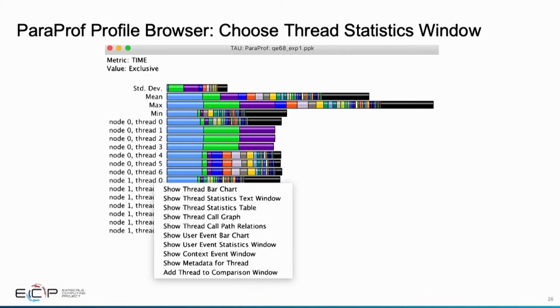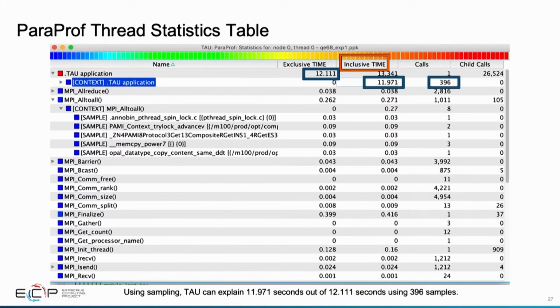And you can right click on the left side and then just turn on, explore which windows are there, like a thread statistics table on the right side. Okay, you can just look at that. And here, it will show you a top level function, the .TAU application. It is just the top level routine. And all the MPI functions are listed below that.